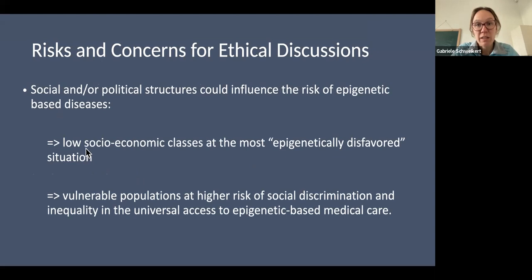There are also other problems, I think, in these data sets. The social and political structures could influence the risk of epigenetic-based diseases. In this case, low socioeconomic classes are most likely to be in a more epigenetically disfavored situation. And in that context, vulnerable populations are at higher risk of social discrimination and inequality in the universal access to epigenetic-based medical care. So these are really big questions to answer for the future as this field is maturing and moving on.